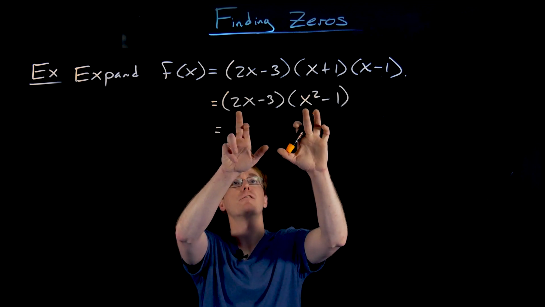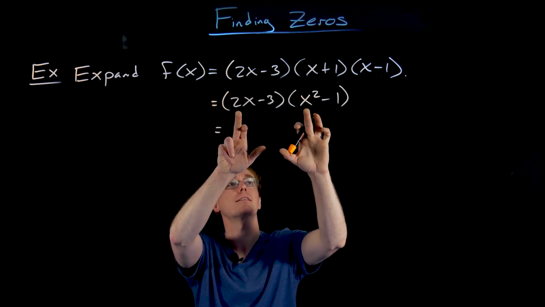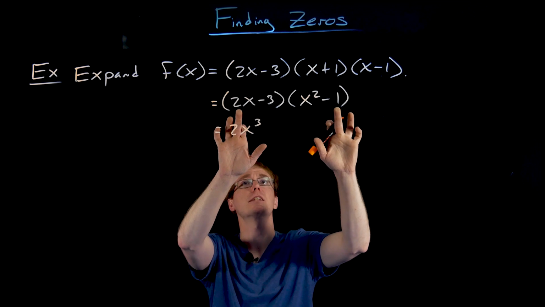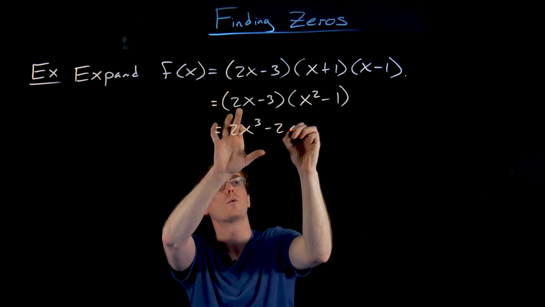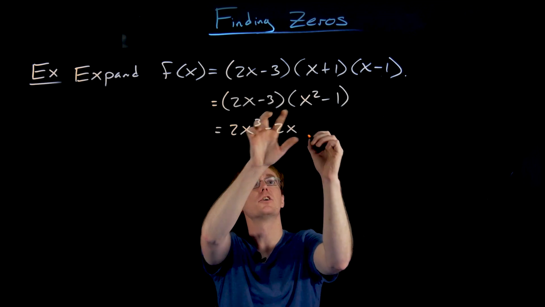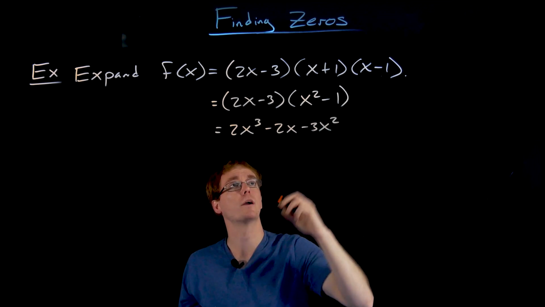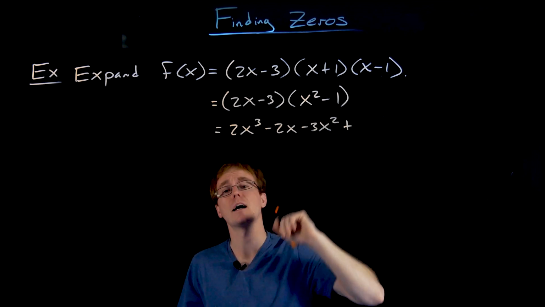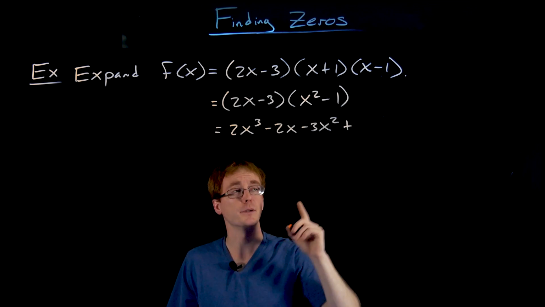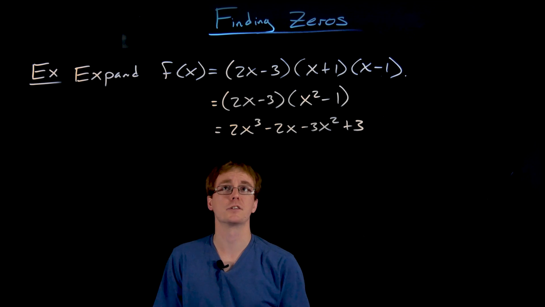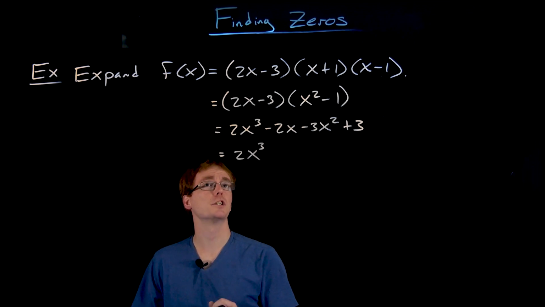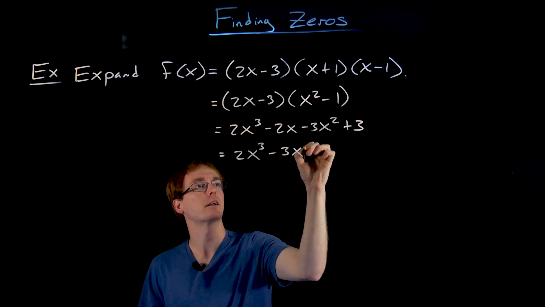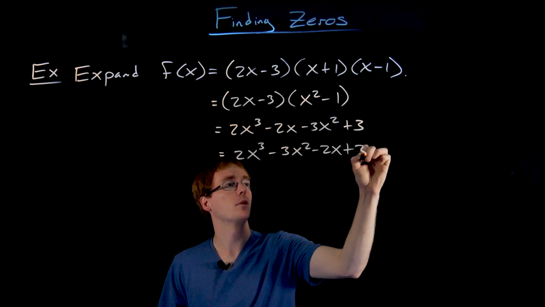expansion. So the product of our first terms in the FOILing process gives us 2x times x squared for a total of 2x cubed. The product of our outer terms gives us 2x times negative 1 for negative 2x. The product of our inner terms gives us negative 3 times x squared or negative 3x squared. And the product of our last terms gives us negative 3 times positive 1. Sorry, it gives us negative 3 times negative 1, resulting in a positive 3. And so the expanded version of our polynomial, written in that decreasing order, is going to look like 2x cubed minus 3x squared minus 2x plus 3.